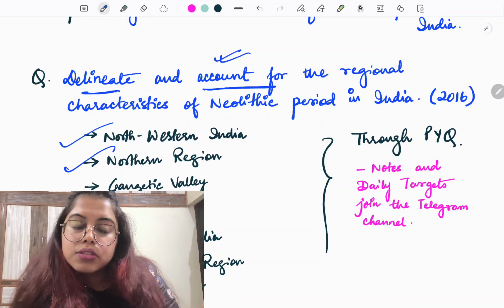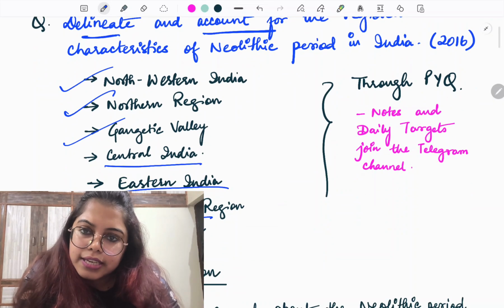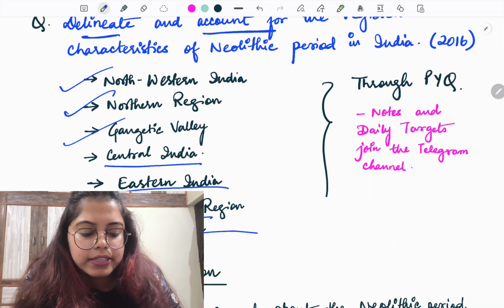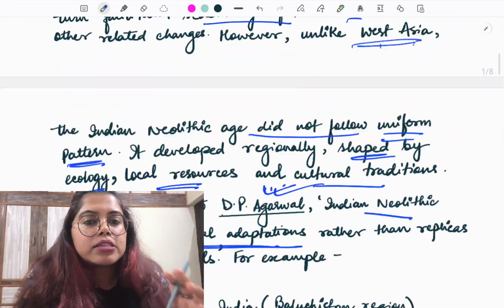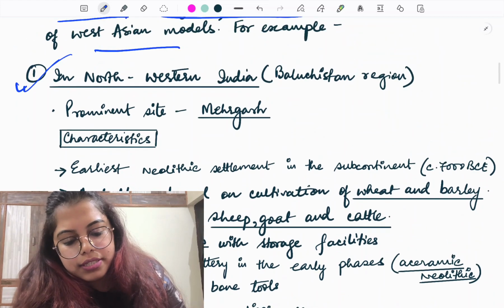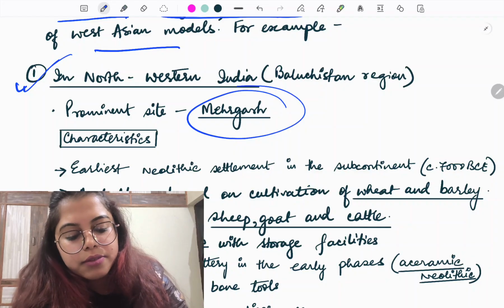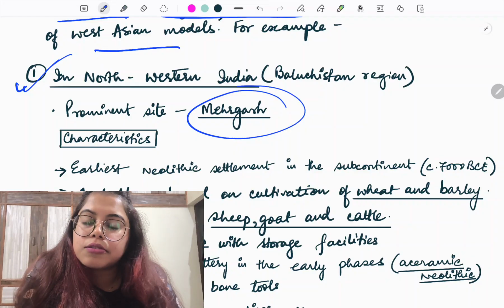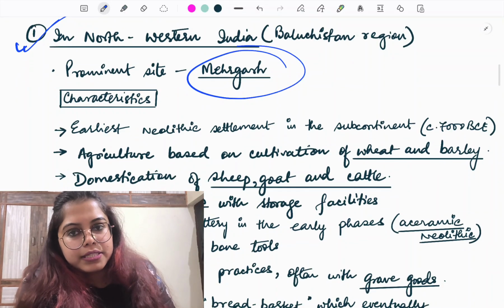Next is the northern region, that is the Kashmir area, that has a different kind of ecology. Gangetic Valley has a different ecology. Central India, Eastern India, Northeastern India and Southern India. So we have divided the regions based on common ecologies. So when I talk about this, in northwestern India, what was the most important site? The most important site was Mehergarh, and Mehergarh is said to be a site that laid the base for the further development of the Harappan civilization.